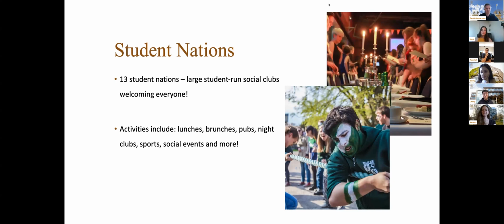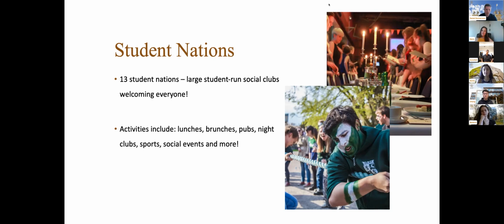So talking about student life, we can't talk about student life without mentioning the nations. And we get a lot of questions. That's the reason why we actually would like to highlight this before, because otherwise we get tons of questions about what's a nation, talking with the student panelists later on. But a student nation is basically a very large student social club here in Lund. They are welcoming to everyone. It's very inclusive. Anyone can join. We have 13 of these nations at Lund University, and they do a lot of different activities.